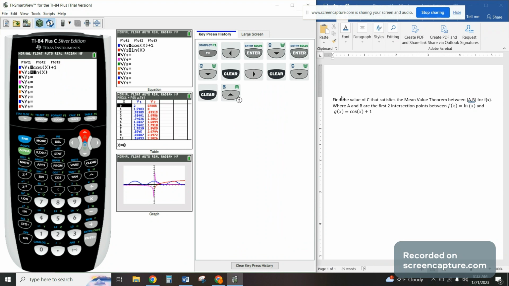So I'm going to try and answer this question. Find the value of C that satisfies the mean value theorem, A to B, for f of x, where A and B are the first two intersection points between ln of x and cosine x plus 1. Make sure you're in radian mode. And we're going to go ahead and go to graph here.